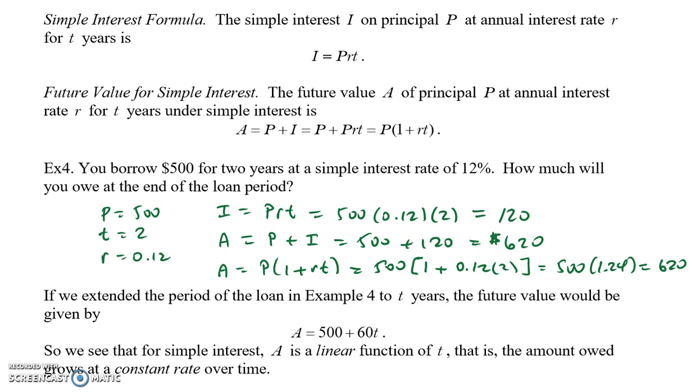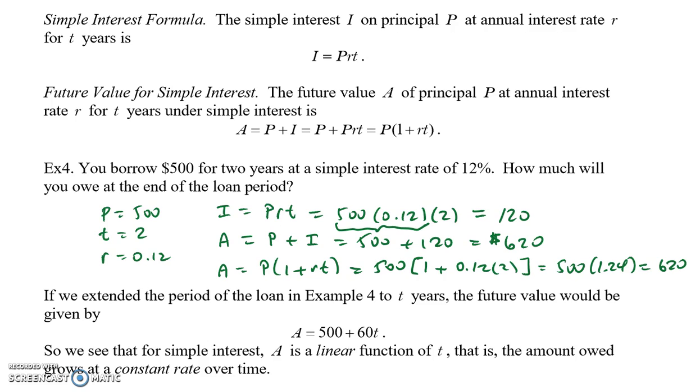So if we extend the period of the loan in example 4 to T years, the future value would be A equals 500 plus 60T. The 60 is coming from P times R. That's this amount right here. So it's 500 times 0.12 is equal to 60. So we get A equals 500 plus 60T.